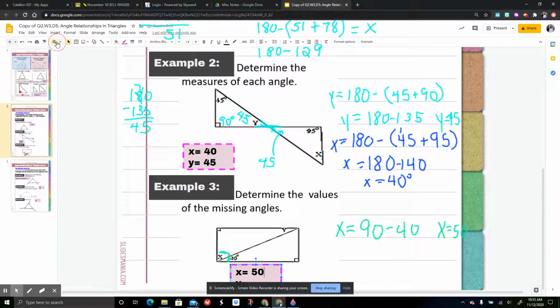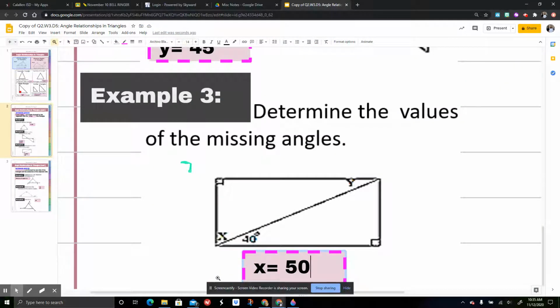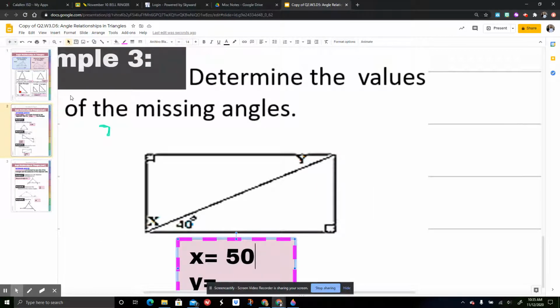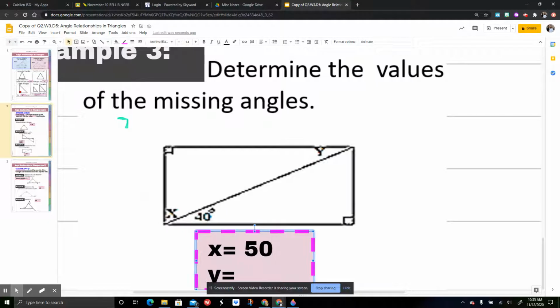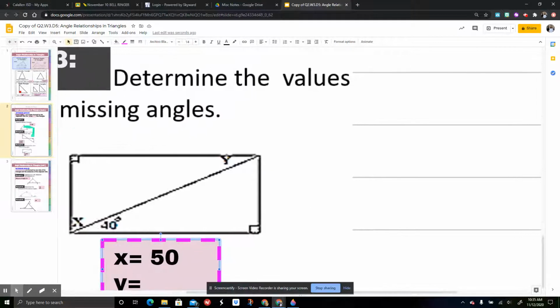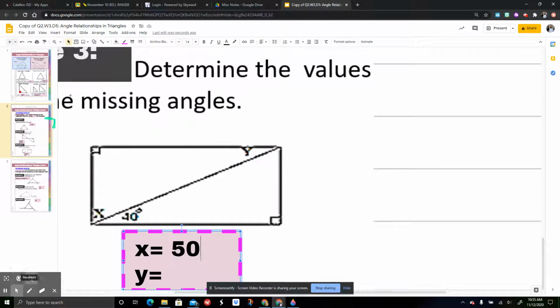Now you have some knowledge from the first part that you can use on your second part. To find y, you have x is 50, and you have this angle here, which we know is a right angle, so it's 90. So y is equal to, this is a triangle here, so this is 180 minus the sum of 90 plus 50.